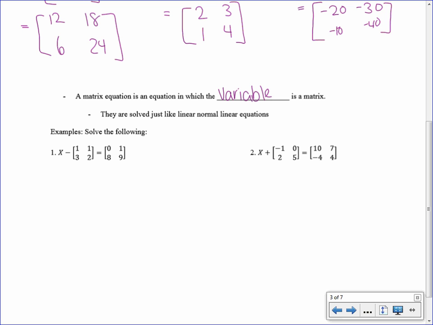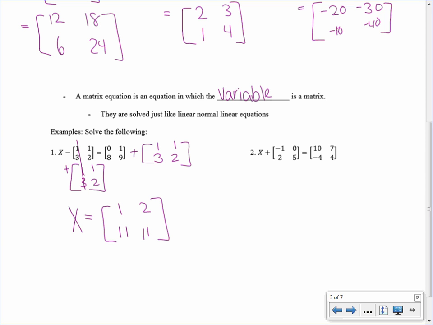So looking at the first one, I've got X minus this first matrix is equal to this matrix. So I want to get X by itself, so what am I going to do? I'm going to add to both sides. So I'll add this matrix. Those cancel each other out, and then I will add it here. It's kind of weird because we're so used to writing everything vertically, but to me, writing matrices next to each other is easier because it's easier to line up the elements. But still on the left side, we're just left with capital X, and then on the right side, you're just going to add the corresponding elements. So 0 plus 1 is 1, 1 plus 1 is 2, 8 plus 3 is 11, and 9 plus 2 is 11. Easy peasy.